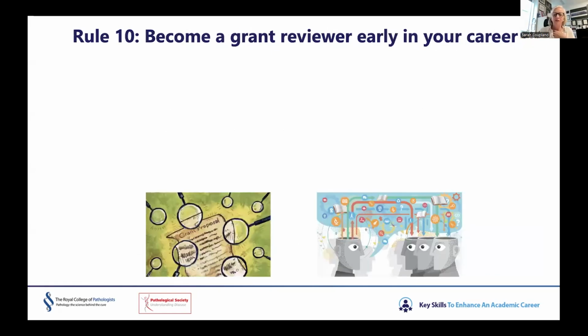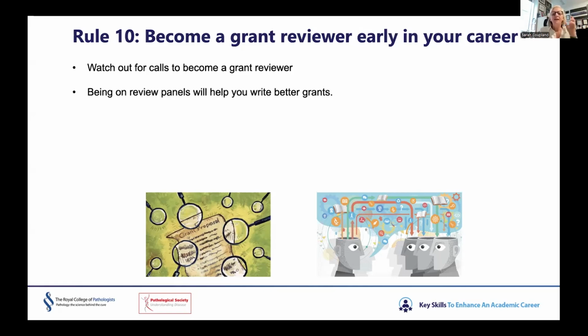Something that I'd also strongly advise, particularly my early career researchers, is that they become a grant reviewer, so that they learn how grants are reviewed. They sit on panels, they hear constructive criticisms from other grant reviewers, and they learn from the experience. And this in turn helps you write a better grant.